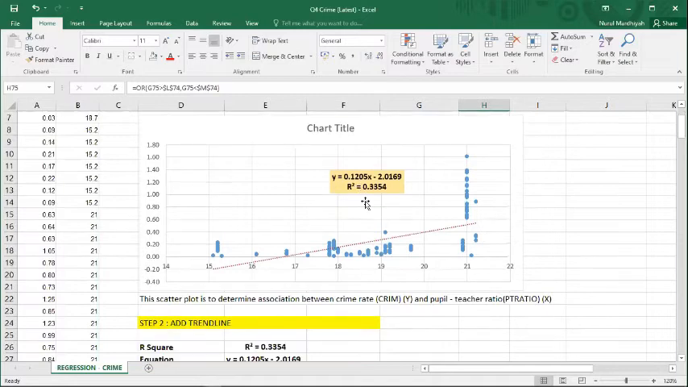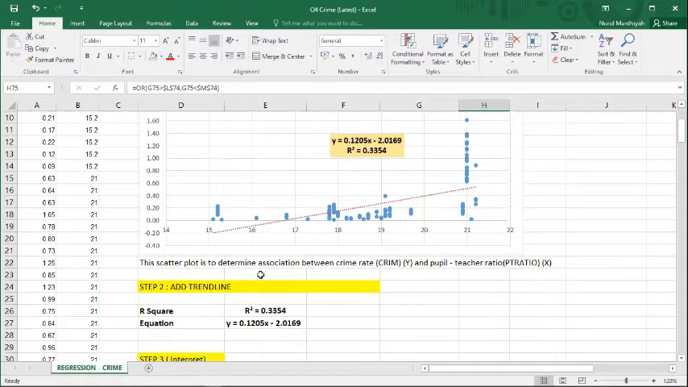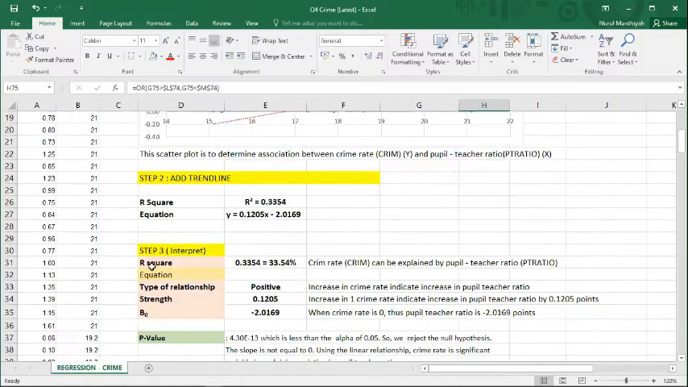Then add the trend line and also display the equation. This scatter plot is to determine the association between crime rate and total teacher ratio. Then we must interpret the equation. R squared is equal to 0.3354, then turn to percentage, it is 33.54%. So crime rate can be explained by total teacher ratio.